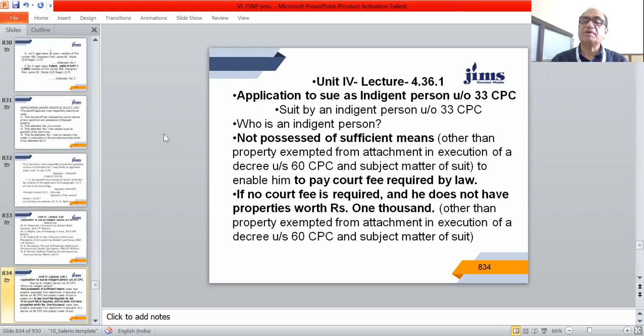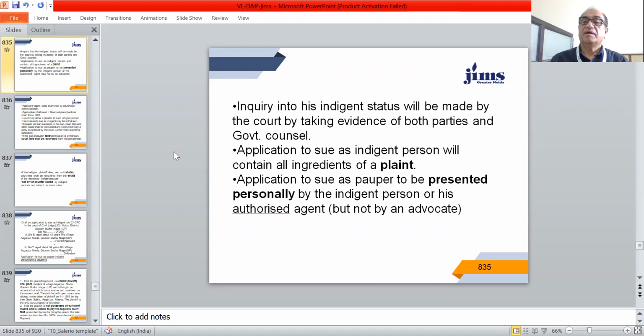And if no court fees is required and he does not have the properties worth rupees 1,000 other than properties exempted from attachment in execution of a decree under section 60 CPC and subject matter of the suit. So if his total assets are less than 1,000 rupees, then he is an indigent person. But how to decide whether a person is indigent or not? The civil court will conduct an inquiry into the indigent status of the plaintiff.